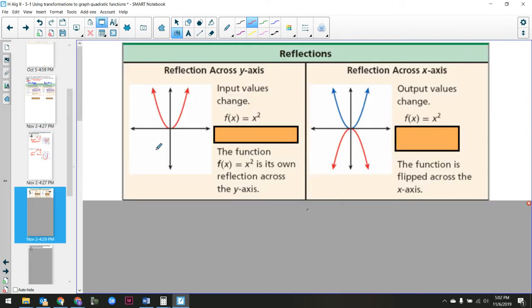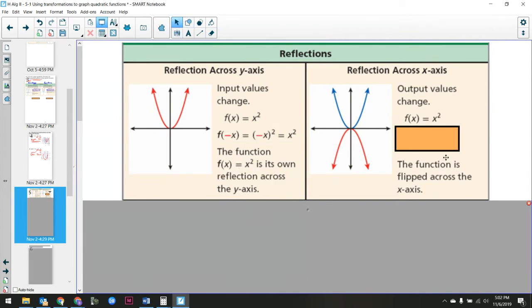People, just a sketch. So let's talk about reflections. Reflections are just the negatives, right? Negative outside, reflection across the y-axis, changing the x. Inside, so f of x is going to map to f of negative x.